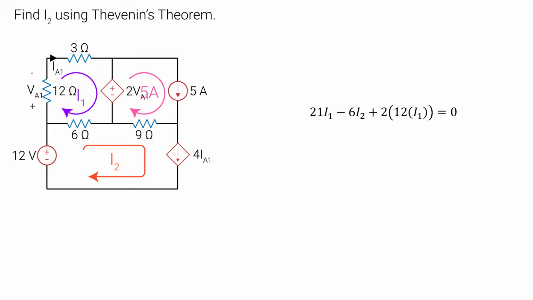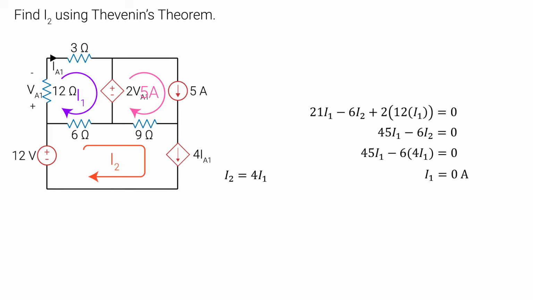Let's simplify it further. Now, notice that I2 is also constrained by the dependent current source. So I2 is equal to 4IA1. Well, IA1 is just I1 since that's the current flowing in the branch. So I2 is equal to 4 times I1. Now we can plug this value back into our first equation.